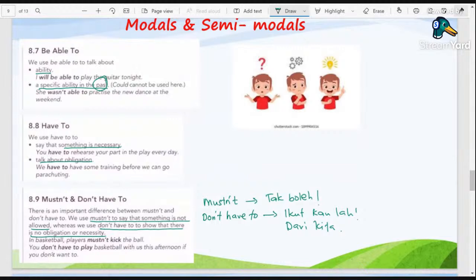Tapi kalau don't have to, you don't have to play basketball with us this afternoon if you don't want to. So ada pilihan. So kamu ada pilihan lah kalau don't have to. So if you don't want, it's okay. But if you want, you still can play. So that's the difference between mustn't and don't have to.